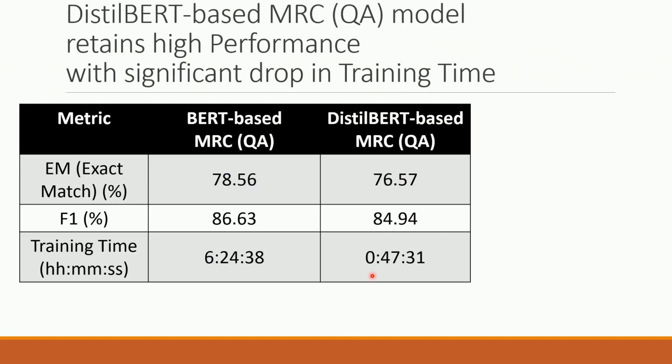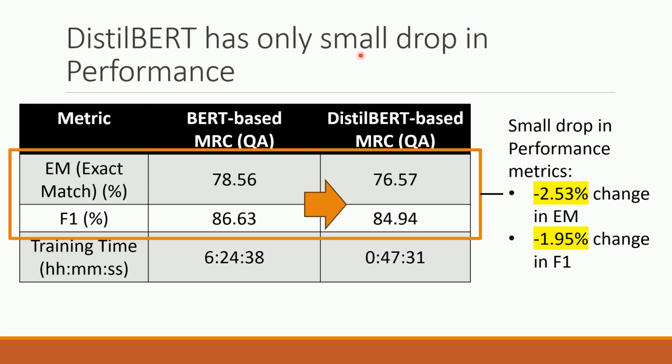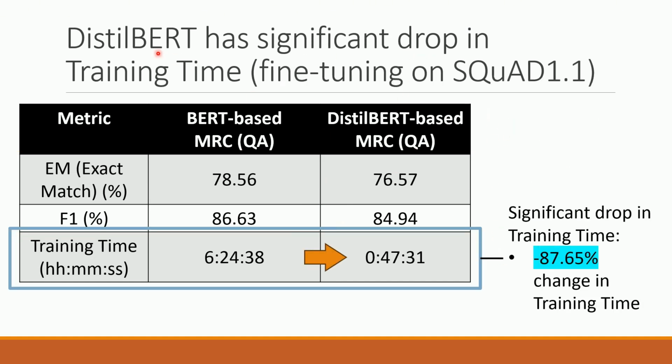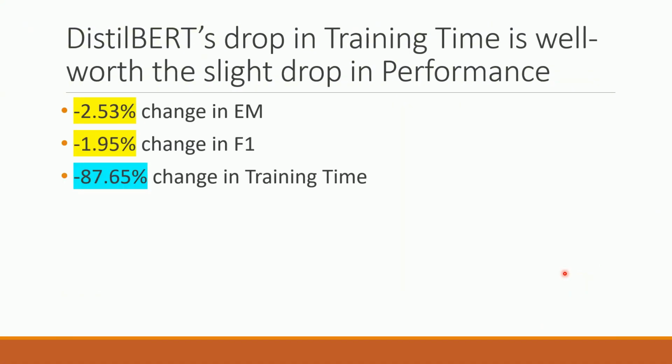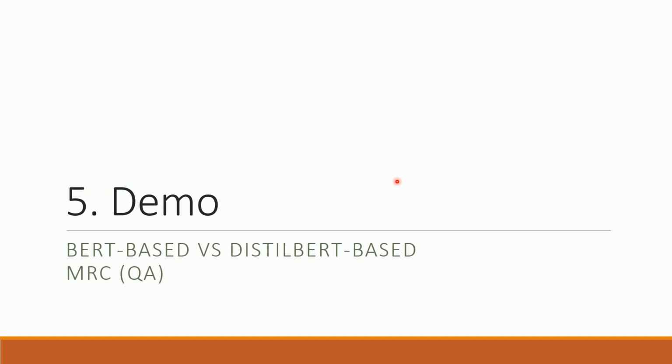So the DistilBERT-based MRC QA model still retains quite a large part of the performance compared to BERT, with a significant drop in training time. So you can see DistilBERT only has a small drop in performance, as you can see over here. But DistilBERT has a significant drop in training time, which you can see over here, an 87% drop. So in short, DistilBERT's drop in training time is well worth the slight drop in performance, as you can see over here. So now I'll show a demo.